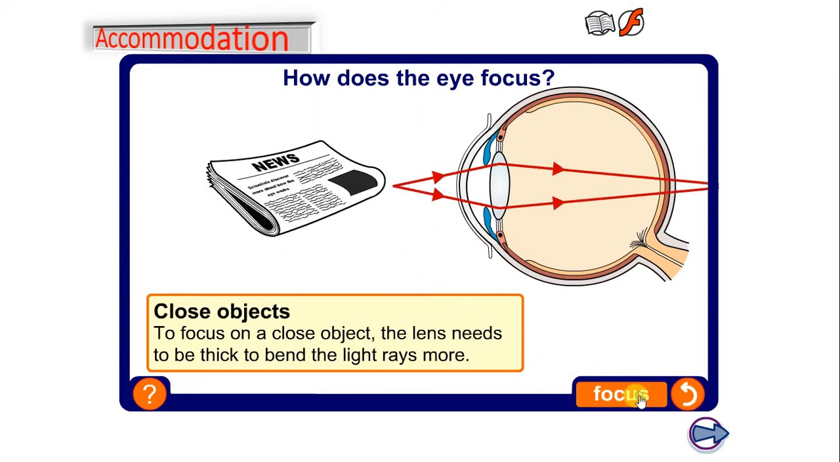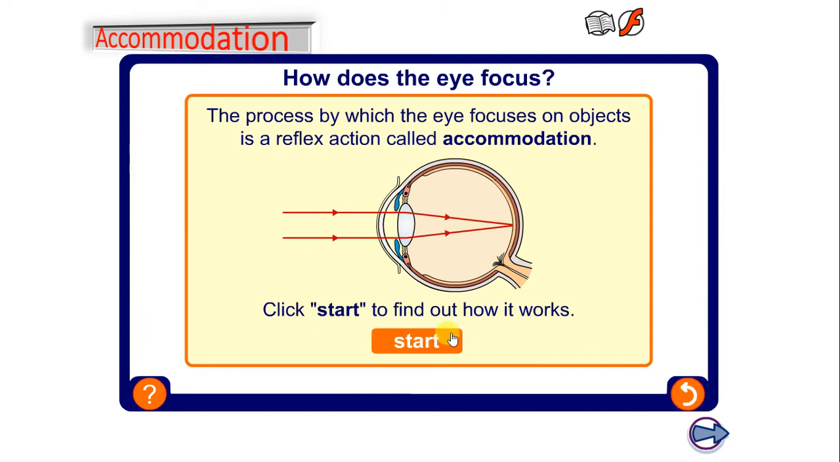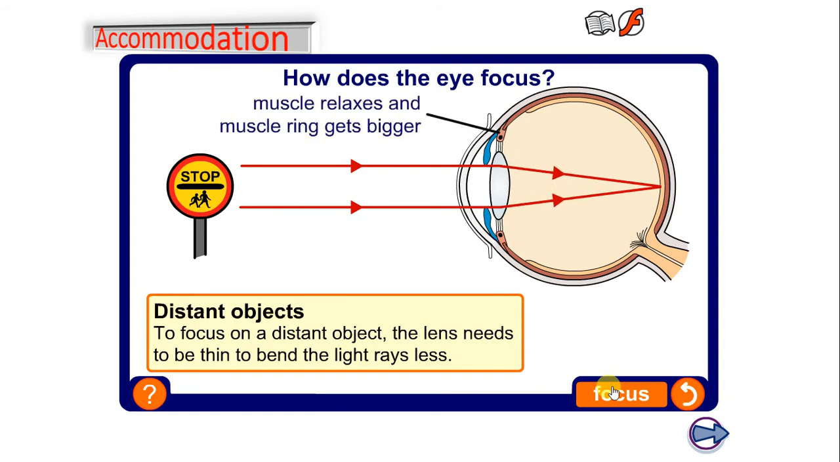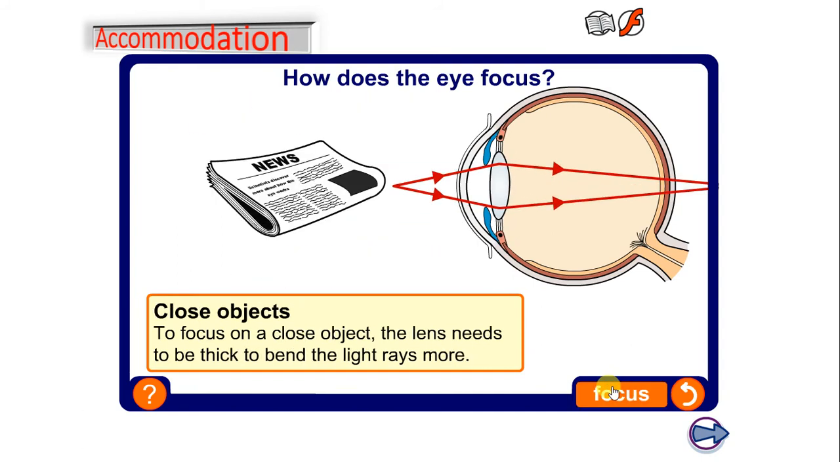So while in the case of, let me just do the distant object, let's focus it and see. You see, this is what happens. Next, in near object, how does the eye focus on a near object?